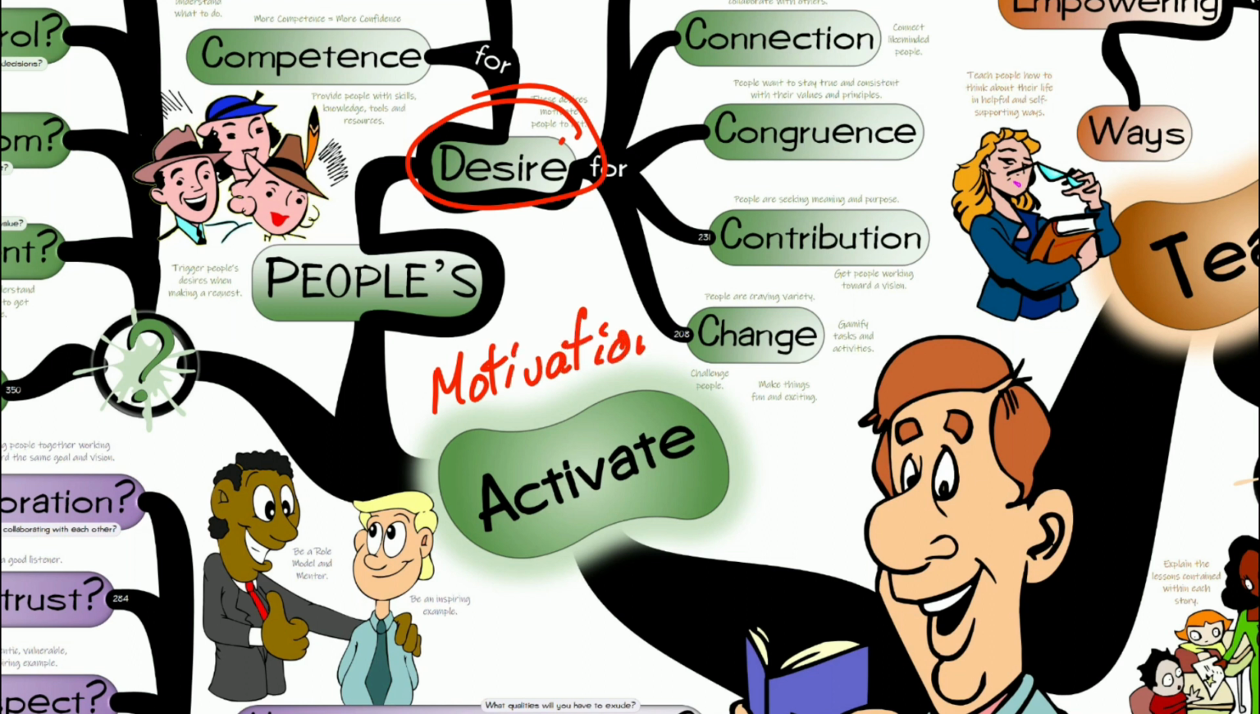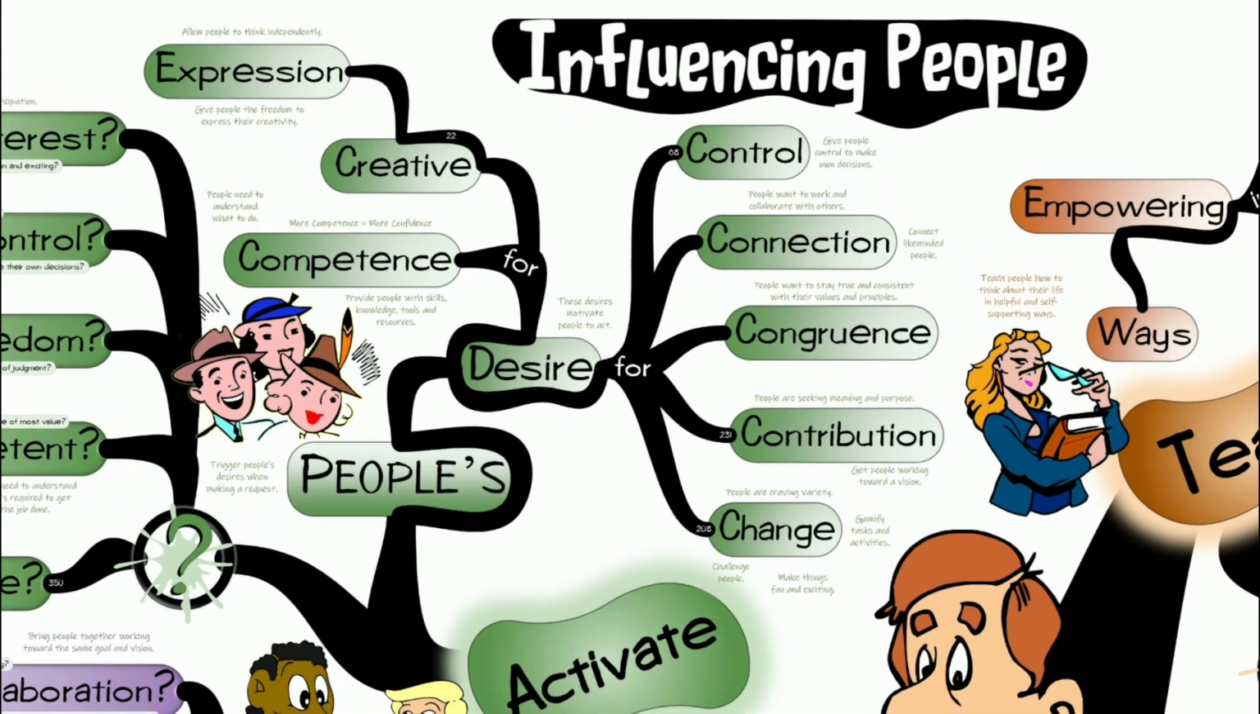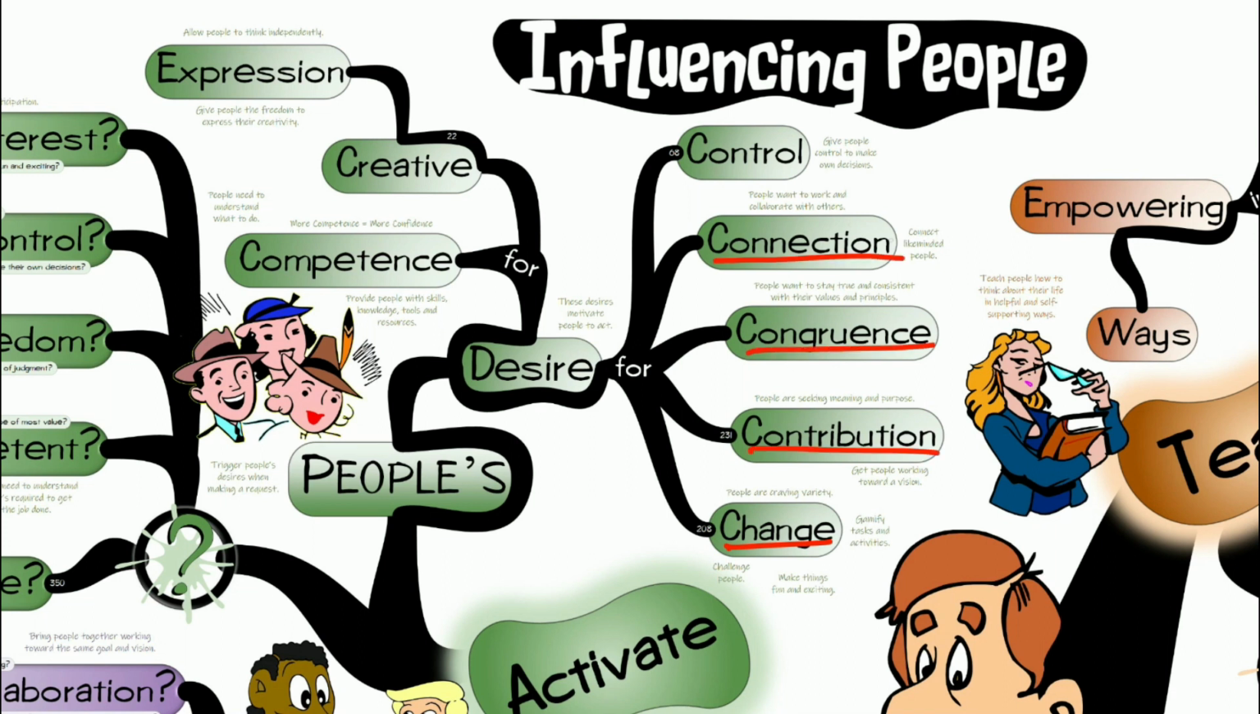We are all motivated in certain ways, in certain common ways that we share as a human species. Specifically, we are motivated in 7 key ways. We are motivated by change, contribution, congruence, connection, control, competence, and creative self-expression.